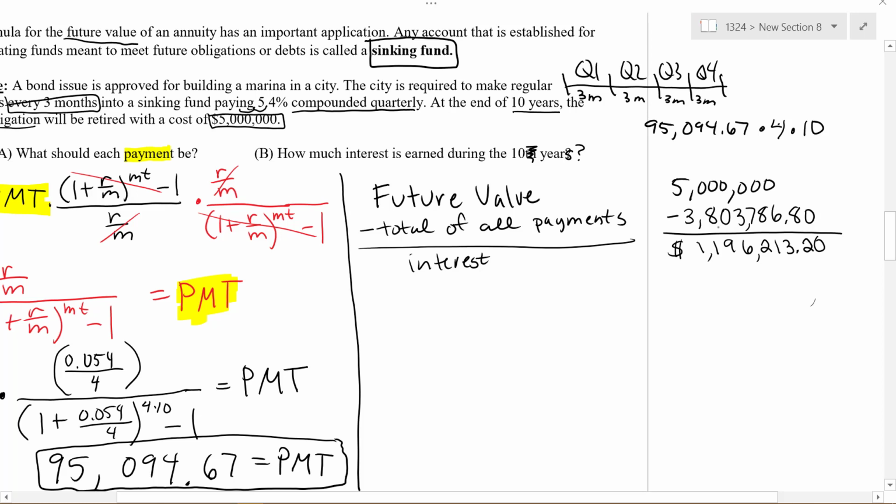Okay, so once again, if you want to find the total of all of the payments that you made into the annuity, payment times M times T. Okay, so the total of the payment times the number of times per year that you're making that payment times the number of years that you're making that payment. You multiply those together, that's going to give you the total of all of the payments that are being made into the annuity. Subtract that from the future value, and what's left over is the interest.